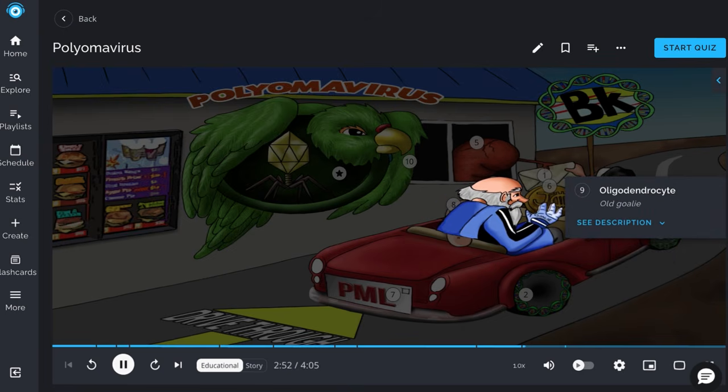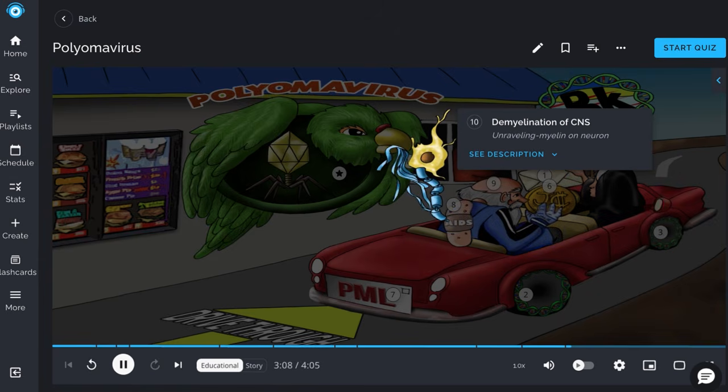A key pathophysiologic occurrence to remember regarding the JC virus is that it destroys oligodendrocytes, exhibited by the old goalie, which are the cells responsible for the creation and maintenance of the myelin sheath surrounding neurons in the CNS. This destruction leads to demyelination of the CNS, shown as the unraveling myelin on the neuron, which results in delayed transmission of nerve impulses and may result in profound neurologic deficits and even death.